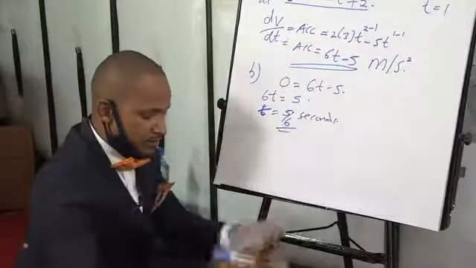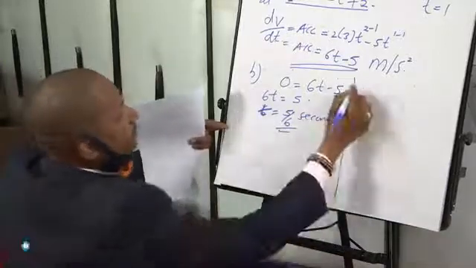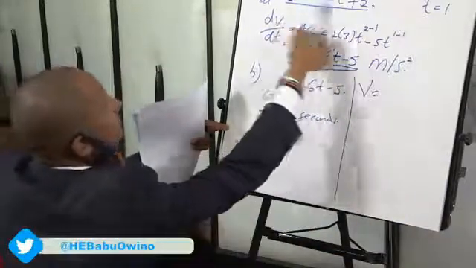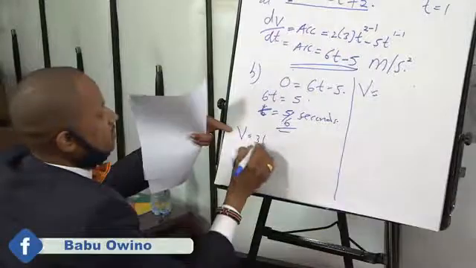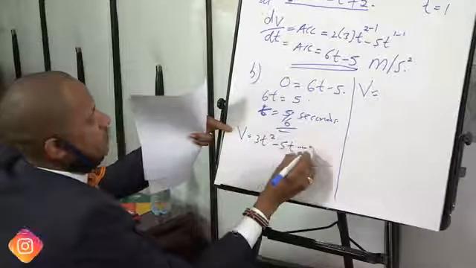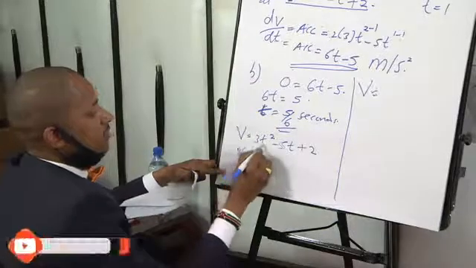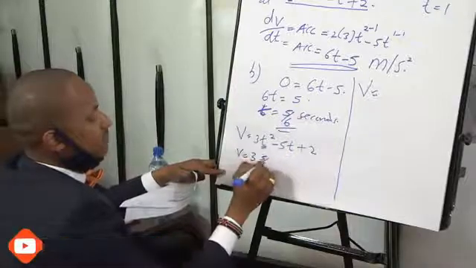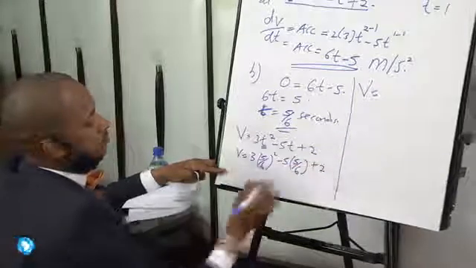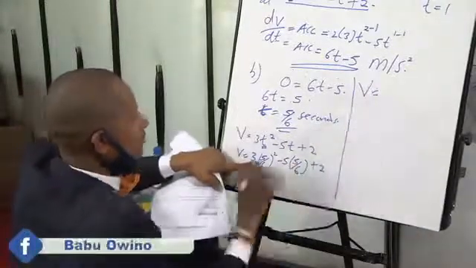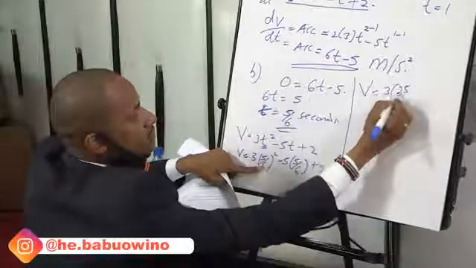But this is t, although the question wants the velocity when acceleration is 0. Therefore, velocity from our equation is 3t squared minus 5t plus 2. From here, velocity is equal to 3, but the value of our t is 5 divided by 6, squared, minus 5 into 5 divided by 6 plus 2. So from here, our velocity equals 3 times 5 divided by 6 squared, where 5 squared is 25 and 6 squared is 36.